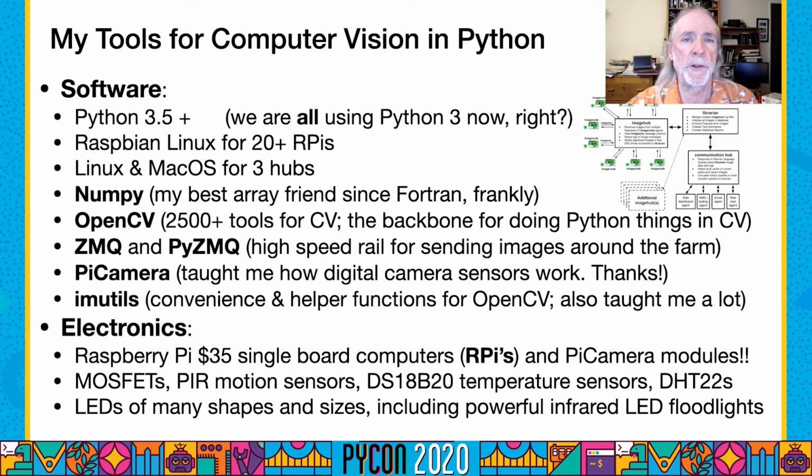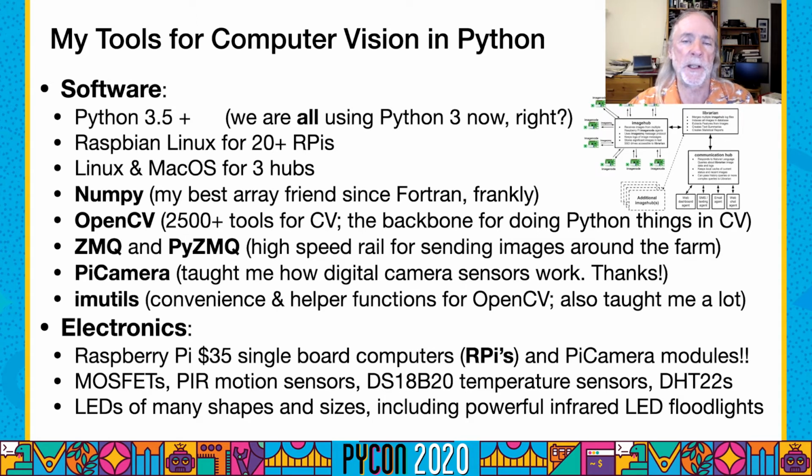The tools I'm using for my computer vision work in Python is Python 3+. Well, we're all doing that now, right? And then Raspbian Linux for 20+ Raspberry Pis. I use both Linux and Mac OS hubs. And then I'm using NumPy, which for those of us that have been computing a long time, that's my best friend ever since Fortran at working with arrays. I use OpenCV, which is a collection of 2,500 tools for computer vision. It's the backbone of most things we do with Python and computer vision.